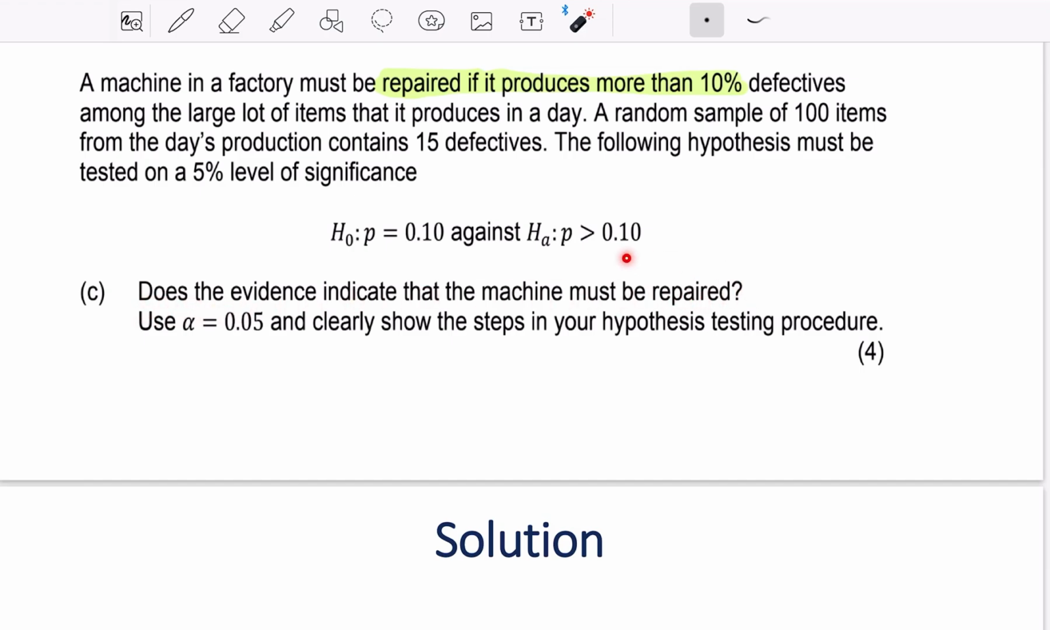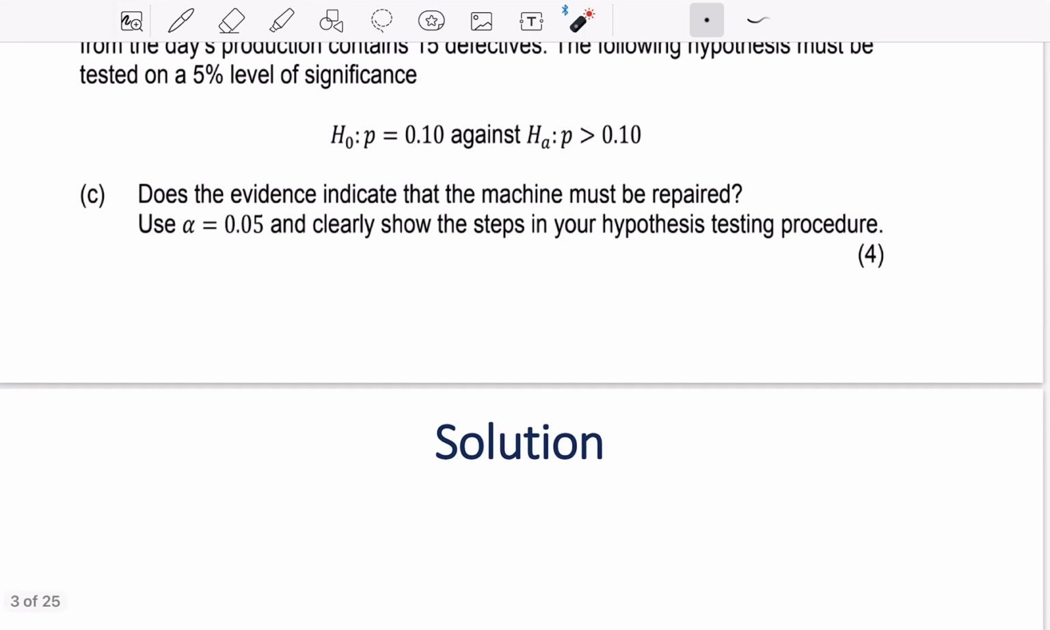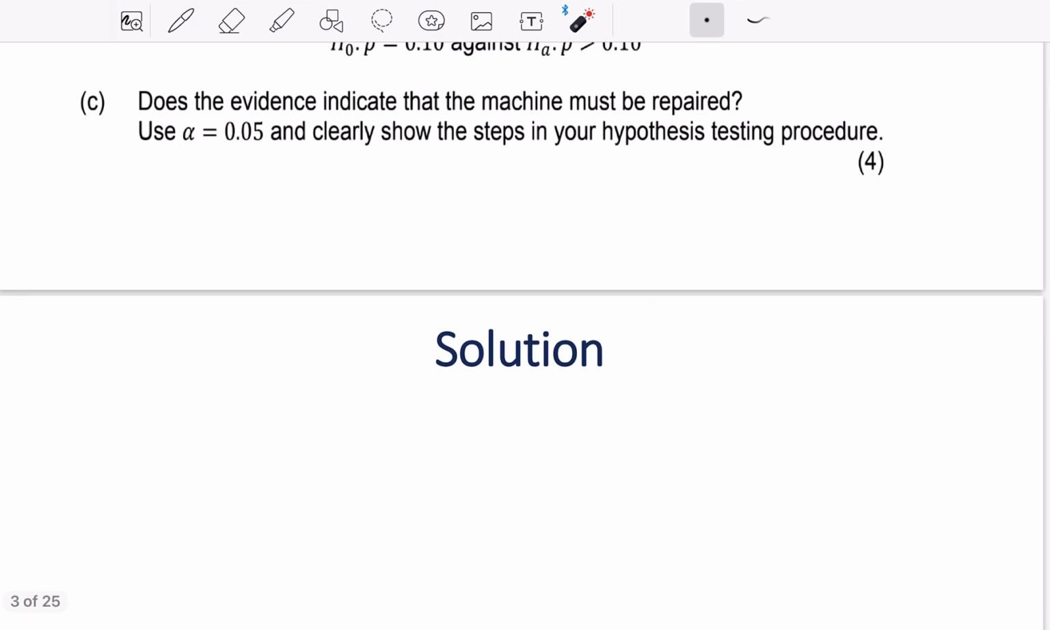And when do you repair a machine? As they say there, it is repaired if your alternative appears to hold strong evidence against your null hypothesis. So it means that you would say that the machine must be repaired if you reject H0. And if you do not reject, then it might suggest that the machine does not need to be repaired. Now they say use a significance level of 5% and show your steps in testing your hypothesis procedure. So let's start there.